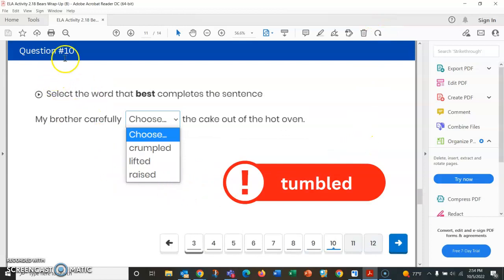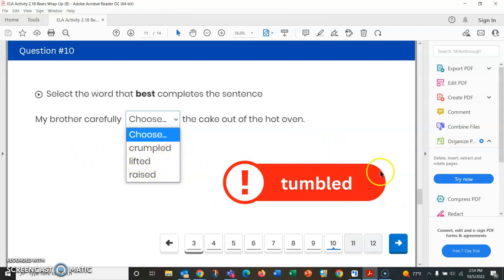All right, and then we get to question number 10, almost done, 3 questions. There's 2 different versions of this, so I want you to be careful. One version says, my brother carefully crumpled the cake out of the hot oven. That doesn't make sense. He lifted the cake out of the hot oven. That kind of makes sense. He raised the cake out of the hot oven. I think lifted makes more sense in that situation. So that's what I would pick, lifted.